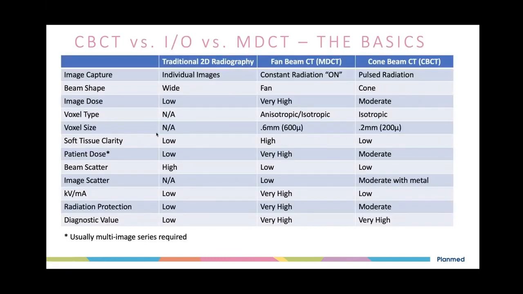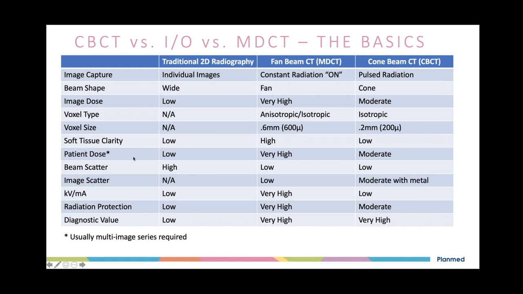There are a lot of different things that differ between traditional 2D radiography, fan beam medical CT, and cone beam CT, and these are just some of them. The image capture in 2D radiography, of course, is individual images. The fan beam has constant radiation on, and the cone beam has pulsed radiation. This results in different beam shapes and certainly different image doses when you compare the different methodologies of capturing radiographs.